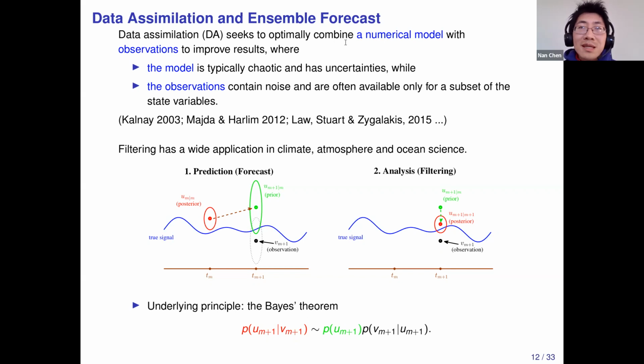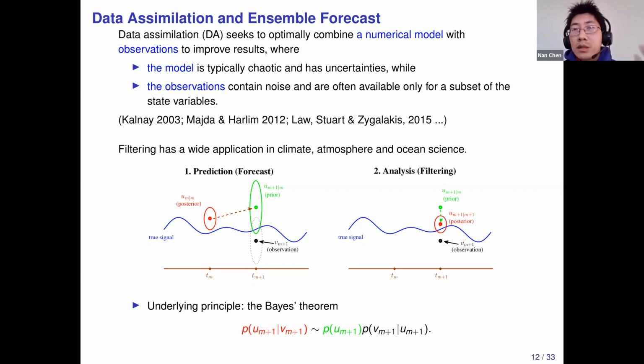So why do we need data assimilation? Why don't we just use a model or just use observations? Because a model is typically chaotic and has uncertainties. You will have certain stochastic noise in your model, and your model may have some model error.